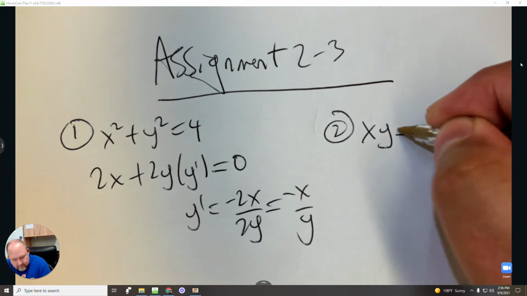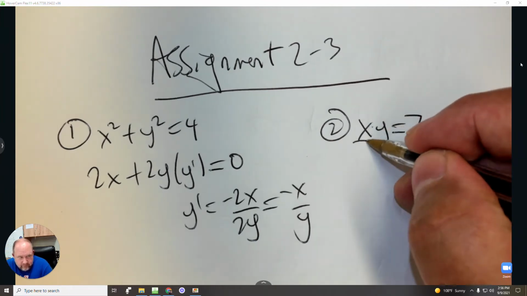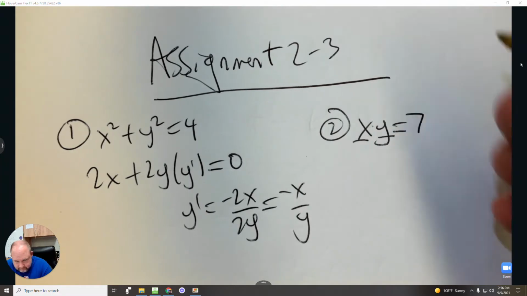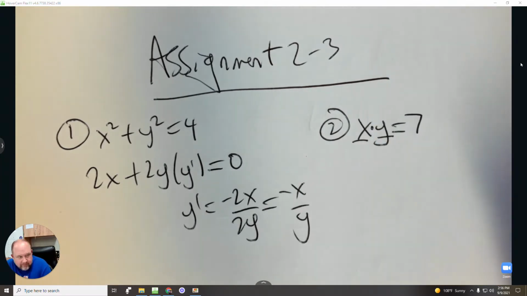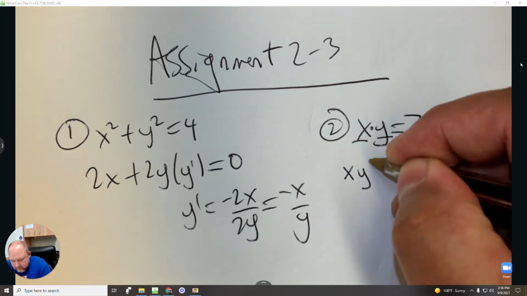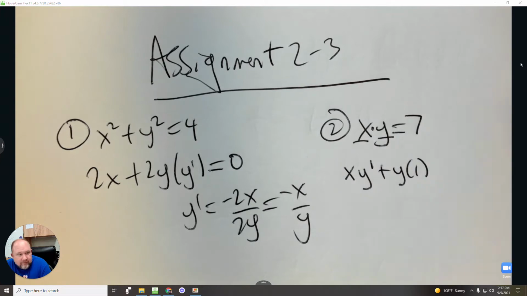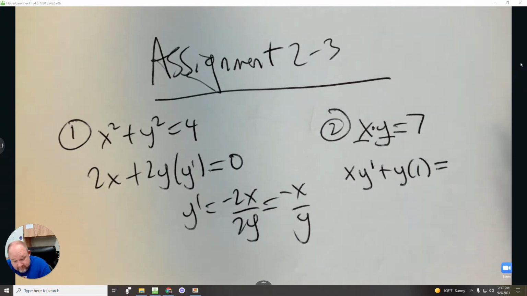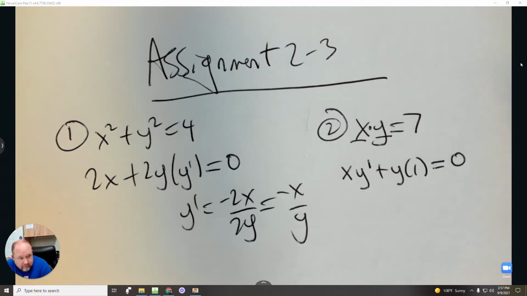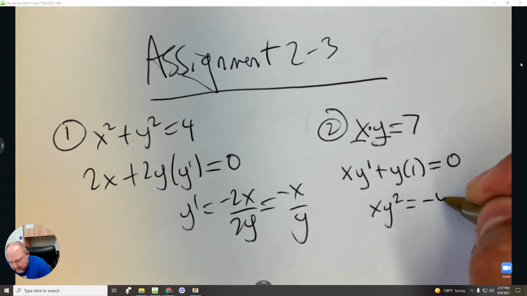Be careful here. xy means the product rule. So we have the first and the second. Put a dot there. Remind yourself. So the product rule is the first times the derivative of the second plus the second times the derivative of the first. And that's it. And then the derivative of 7 is 0. So to get y prime by itself, we're going to subtract y.